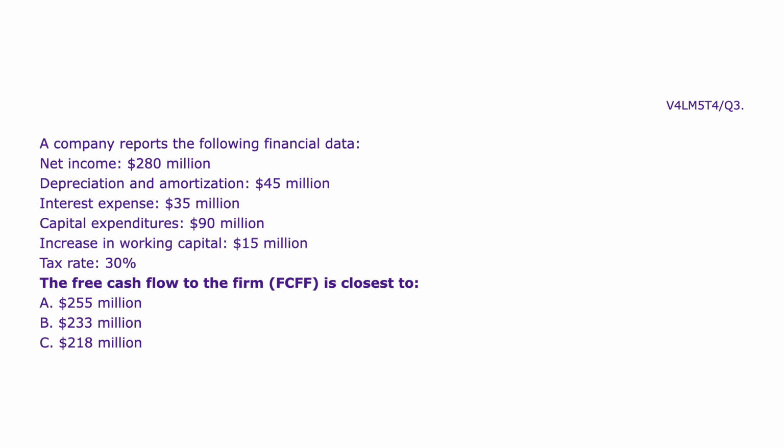A company reports the following financial data. Net income $280 million. Depreciation and amortization $45 million. Interest expense $35 million. Capital expenditures $90 million. Increase in working capital $15 million. Tax rate 30%. The free cash flow to the firm, FCFF, is closest to A, $244.5 million. B, $274.5 million. C, $195.5 million.